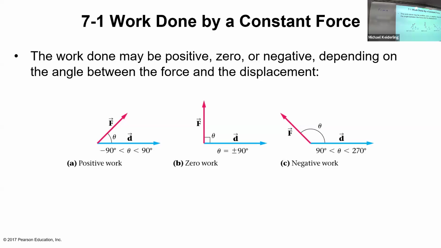So the work that's done can be positive if the force and the displacement are pointing in the same direction, more or less. The angle between them is between negative 90 degrees and positive 90 degrees. It can be 0 if the angle is 90 degrees, and it can be negative if the angle is between 90 degrees and 270 degrees. It's more than 90 degrees.